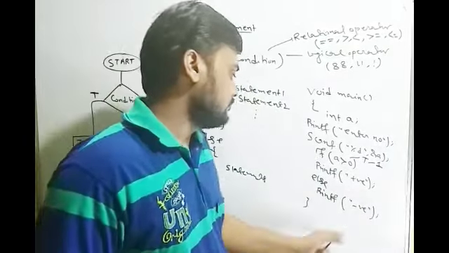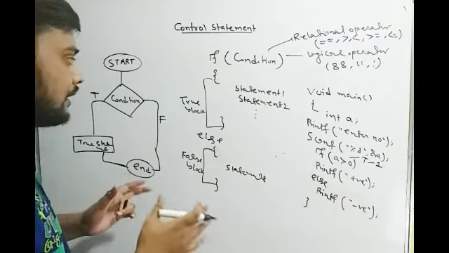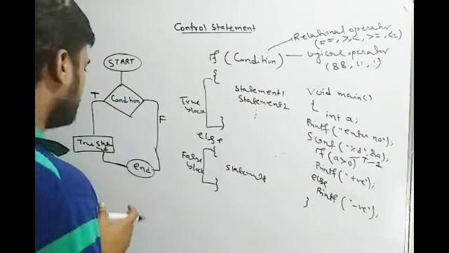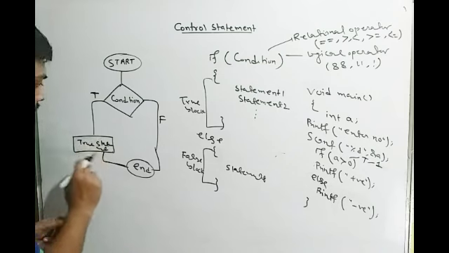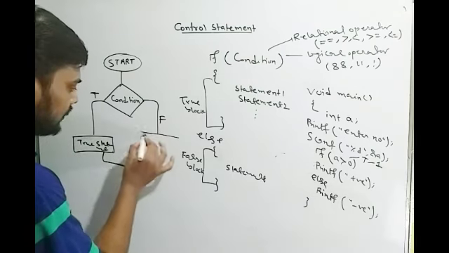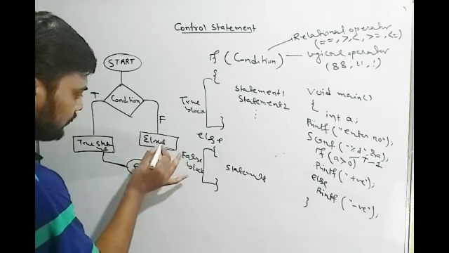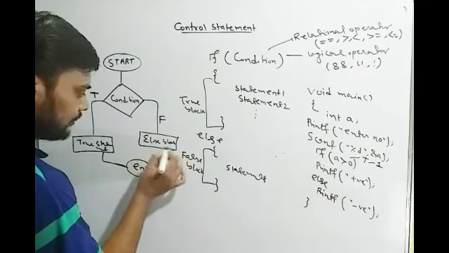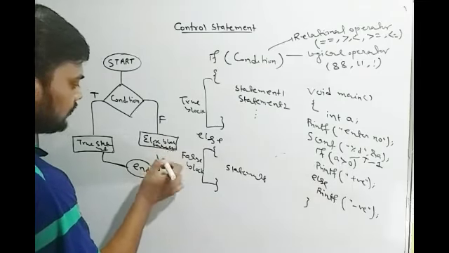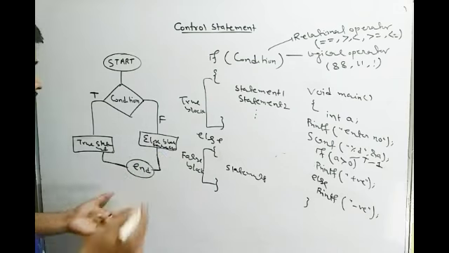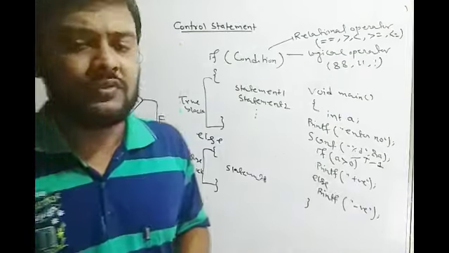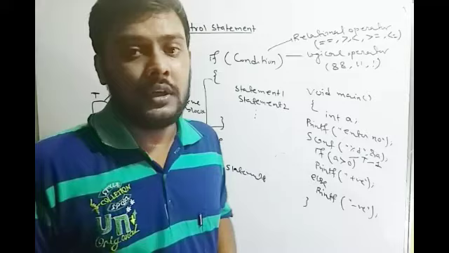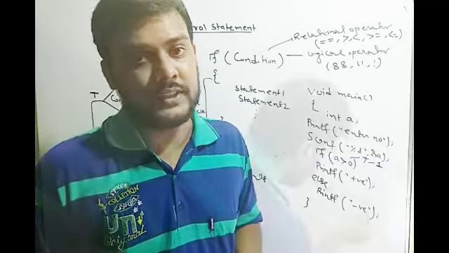If we put the if else flowchart, it will be like this: if true, the true block will be executed. If false, then the else block statement, or false statement, will be executed, and after that is the end. That is the if else statement. That is all for this session, and in the next session we will understand the else if ladder statement and switch statement.